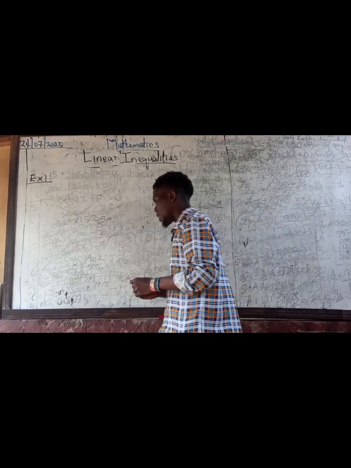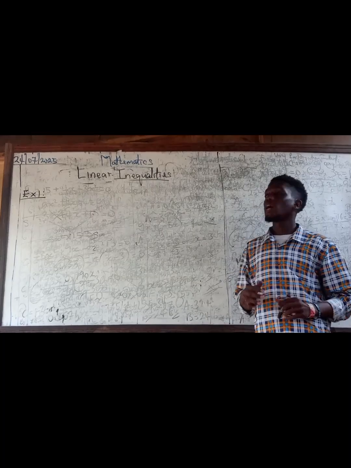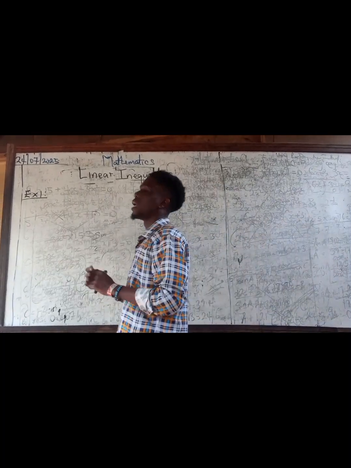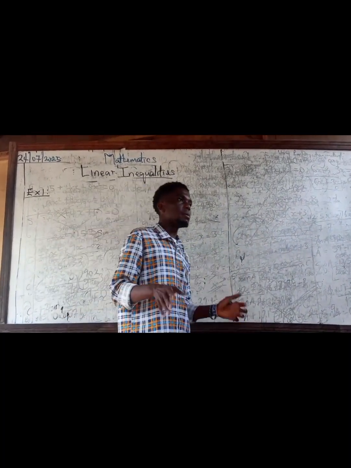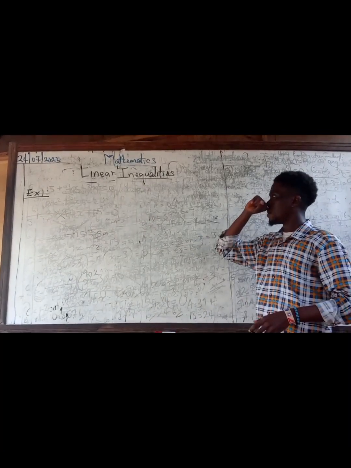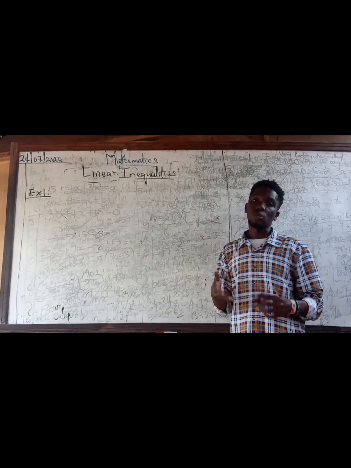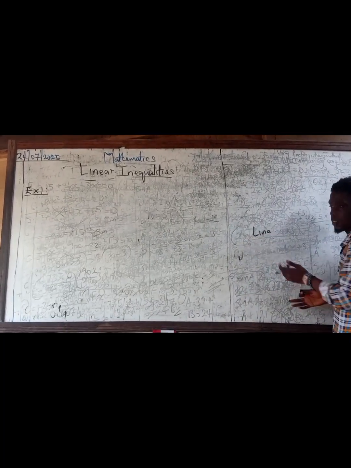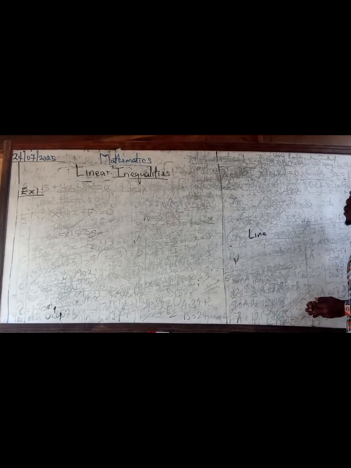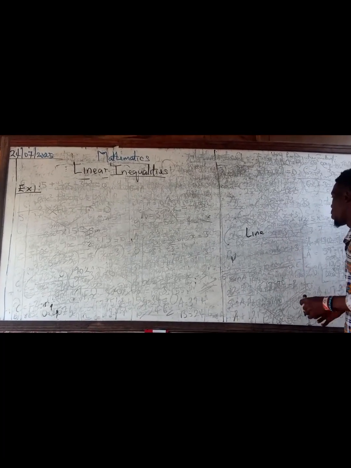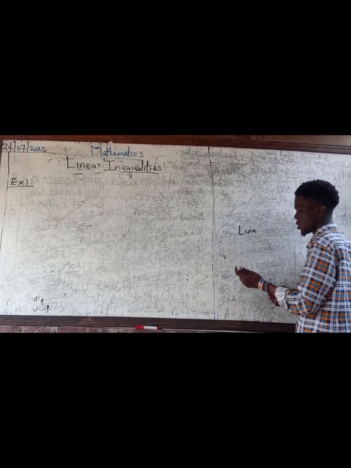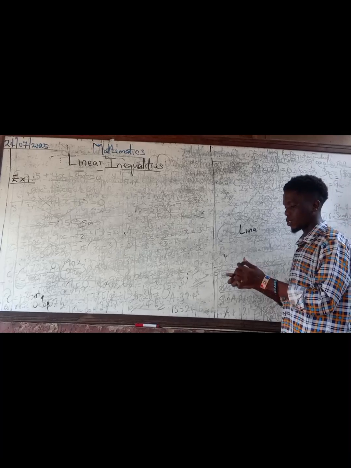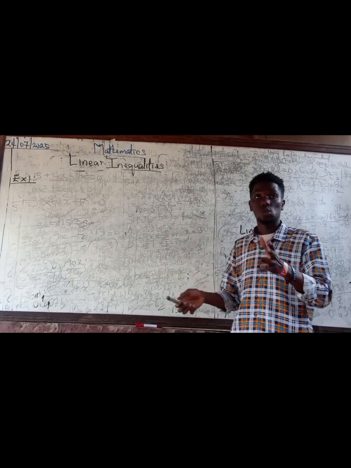Now, before we take the first example, what I want us to know is that linear inequalities, as the name implies, right? When you say linear, linear simply means a straight line. It was actually gotten from the word line. So linear means that's a straight line. In other words, we have different kinds of equations or expressions. We have linear expressions, we have quadratic expressions, and so on and so forth.